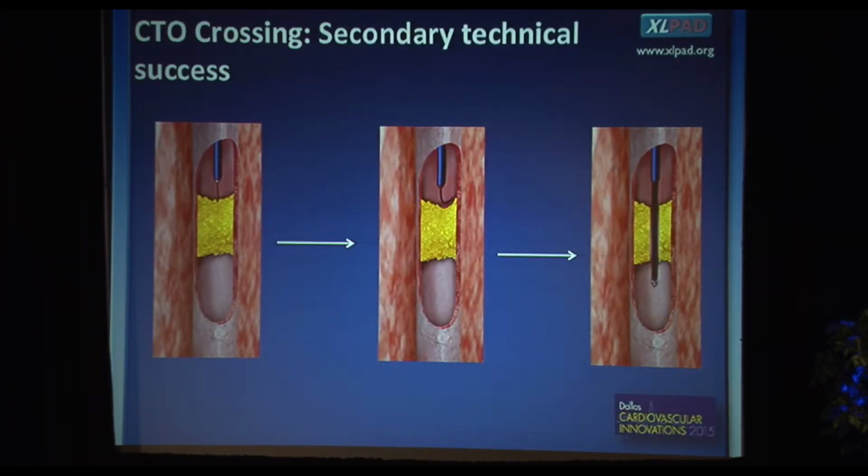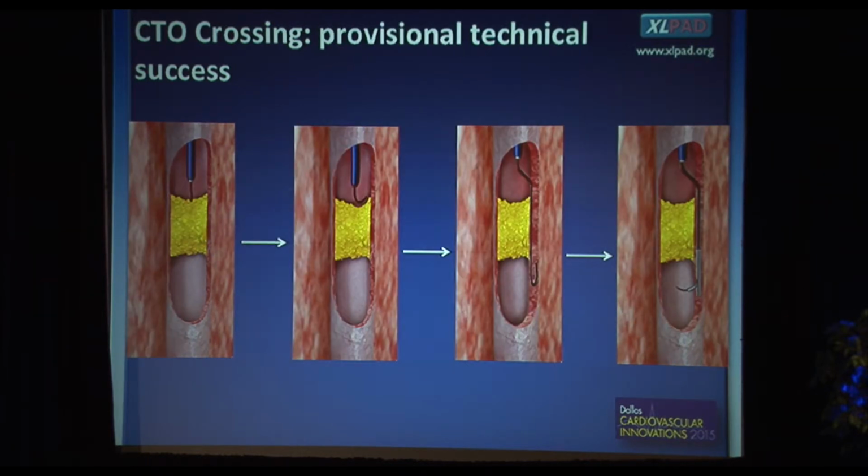If you succeed in crossing the CTO and also have a less than 30% residual with a stent or a balloon, that will be called procedural success. If you are unable to cross the lesion and you utilize a second device, it will be called secondary success. Or if you use a re-entry device, for example, you end up on the side of the vessel and you have to deliver the wire down to the main vessel, it will be called provisional success.